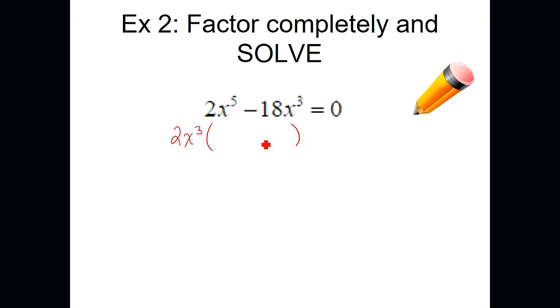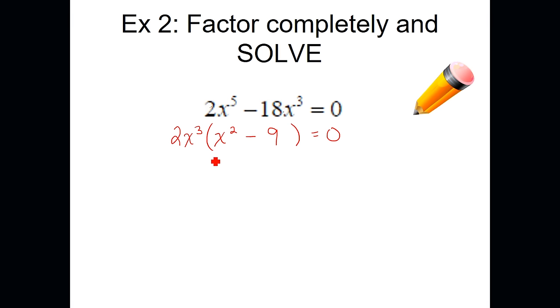Leaving me with just one set of parentheses here, ladies and gentlemen, I'm going to divide each of these by 2x to the 3rd. 2x to the 5th divided by 2x to the 3rd would leave me with x squared. And negative 18 divided by 2x to the 3rd leaves me with negative 9. So now notice what's in that parenthesis, or then that factor.